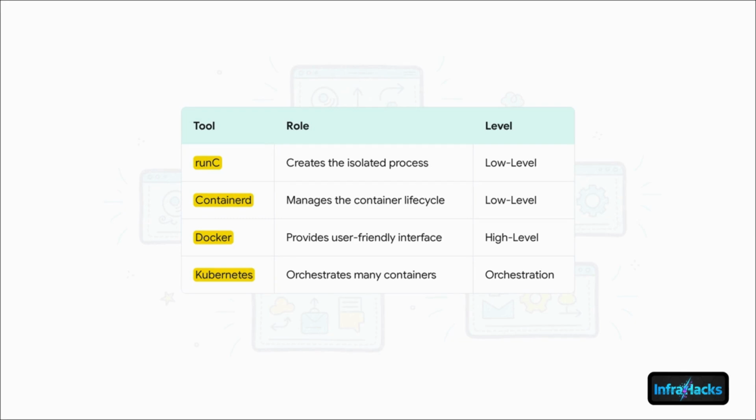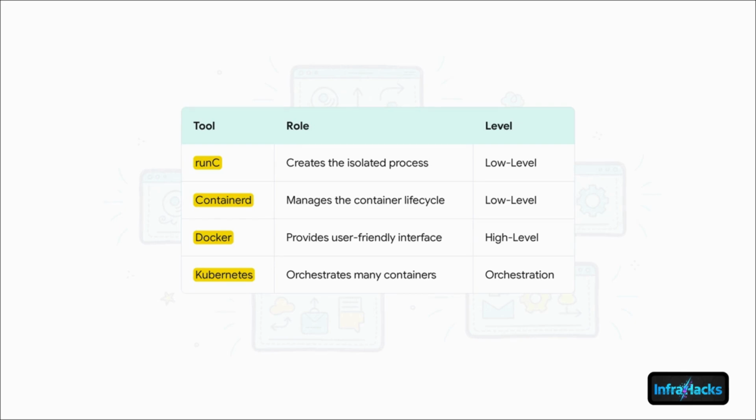One level up, you have containerd. It's like the foreman on a construction site. It manages the whole lifecycle of the container, and it uses runc to do the heavy lifting. Then we get to the tool everyone knows, Docker. Docker is the user-friendly architect. It gives us the simple command line and the Dockerfiles so we as humans can easily tell containerd what to build. And way up at the top, that's Kubernetes.